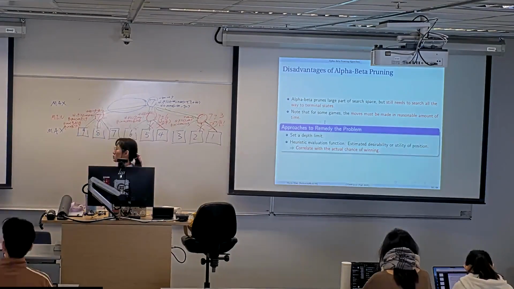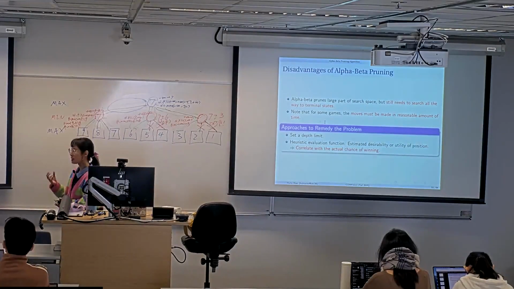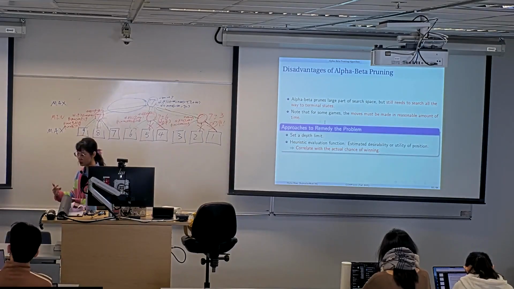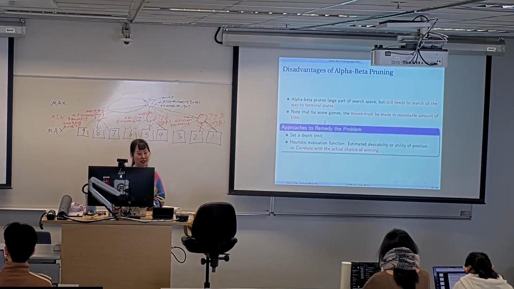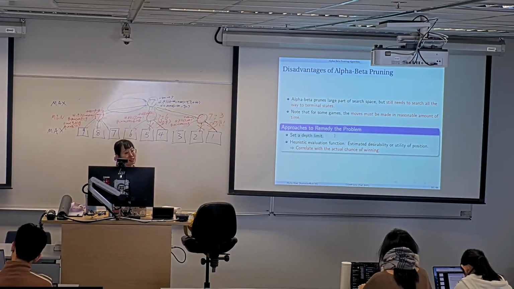In this case, we have to find some approaches to remedy the problem. That means we cannot use too much time for one decision, right? If it's very deep, we cannot just spend all the time to reach the leaf node and then pass it back level by level until we evaluate the root node. Still, it's very slow. The approach to remedy the problem is quite simple.